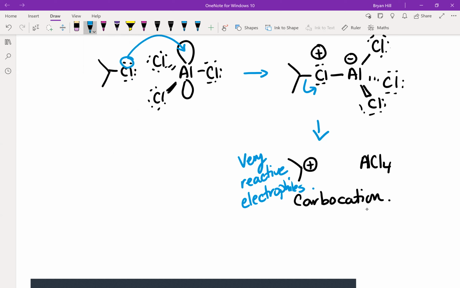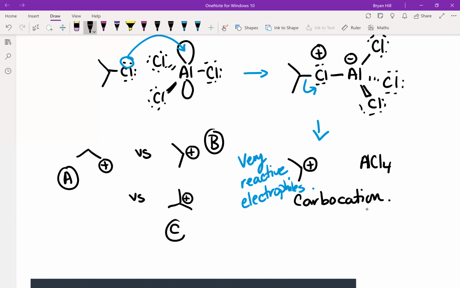Now, we have some rules about carbocations too, right? So somebody remind me of what makes which carbocation the most stable out of this? A, B, or rank them, A, B, C, from most stable to least stable.